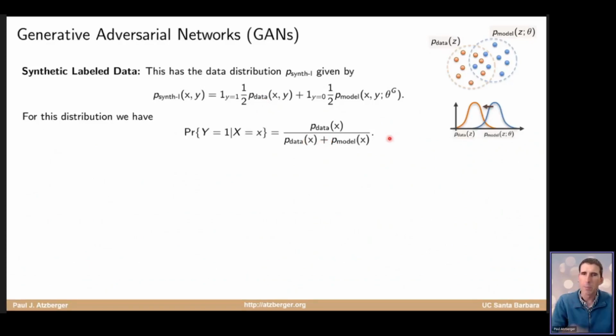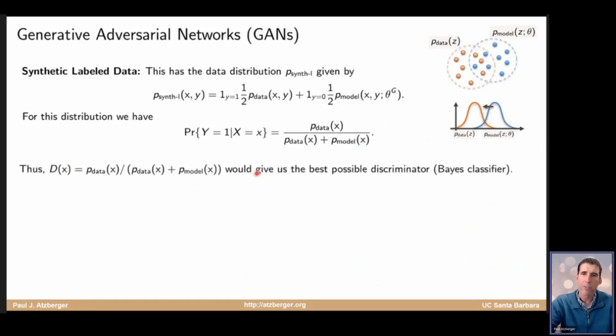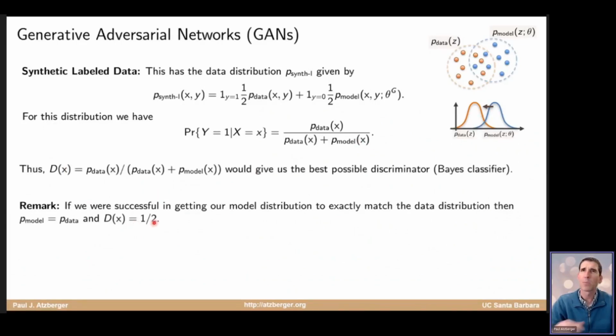So what you notice immediately is that if my data distribution and my model distribution were equal to each other, this would come out to be 1/2. So essentially a value of 1/2 is when the discriminator is maximally confused, and that's in some sense what the goal of the generator is.